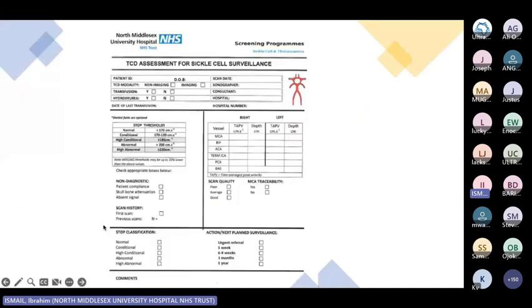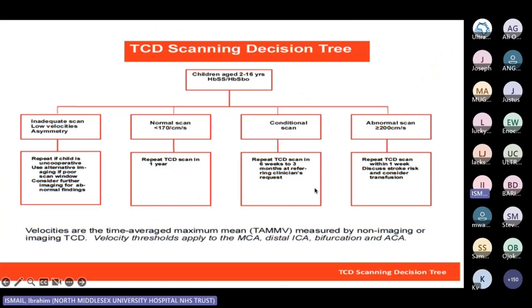So if I go back here, you've got two different parameters. If it's high conditional, then I would see them between 6 to 8 weeks. If it's just below 185 and conditional, then it's usually 3 months. So for example, if it's 177, I would see them in 3 months. Whereas if it's 190, so essentially below 200 but above the 185 mark, then I would see them between 6 to 8 weeks' time, as you can see here.